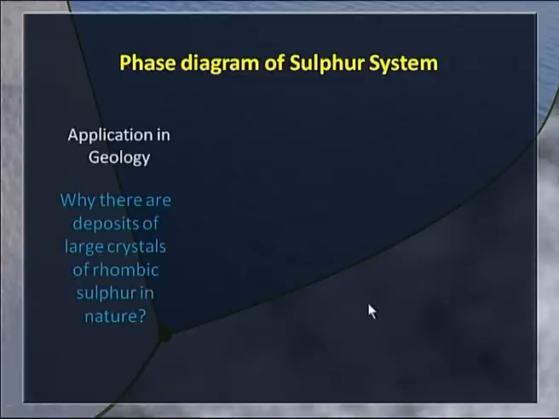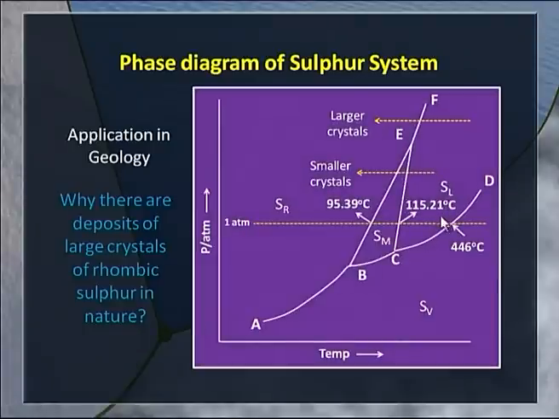See, in geology, if you look at the deposits of sulfur in nature, you find very large crystals of rhombic sulfur. If the transformation is through monoclinic sulfur, as I have shown here, if you follow this path, we end up from liquid to monoclinic to rhombic.